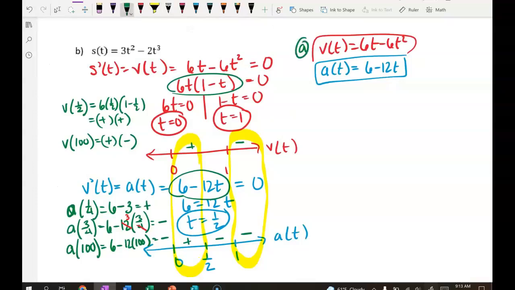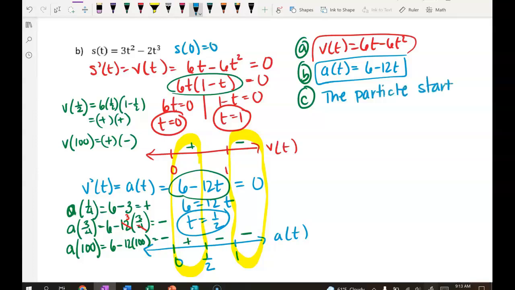So that was part A, this was part B, and part C, describe the motion. We want to know where the object starts, which means time equals 0. So s of 0 is 0. All right, so the particle starts at the origin.